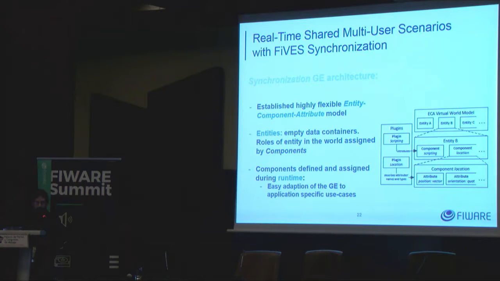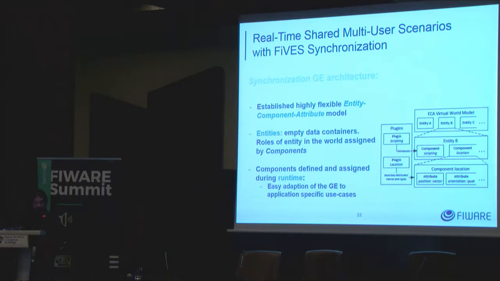Now, the data model we are employing is an entity component attribute model, which of course also maps quite nicely to what the context broker provides us. We have also seen examples of this in previous talks. So the idea is that the objects we have in the world are basically just empty data containers from the beginning, and the actual meaning and the data that these objects carry are defined in terms of components. For example, if some object in our world should have some 3D location in the world, we would attach a location component, and this one carries the data of the 3D location.